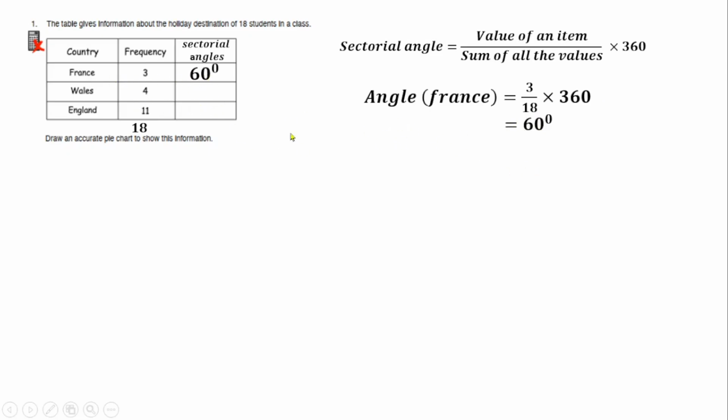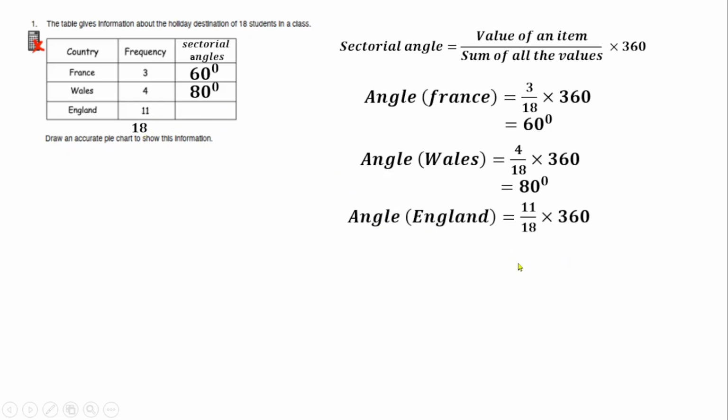Then for the next one, which is Wales, you'll be using the same formula as well. We have 4, which is the value for Wales, over the total sum of all the values, which is 18. That gives us 4 over 18 times 360. 18 can go into 360, that gives us 20, times 4 gives us 80 degrees. Then for the last one, we'll be having 11 divided by 18 times 360 for England. That gives us 20 times 11, which is 220 degrees. So these are the sectorial angles for each of these frequencies.